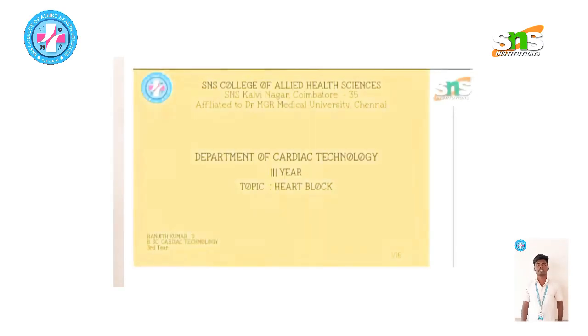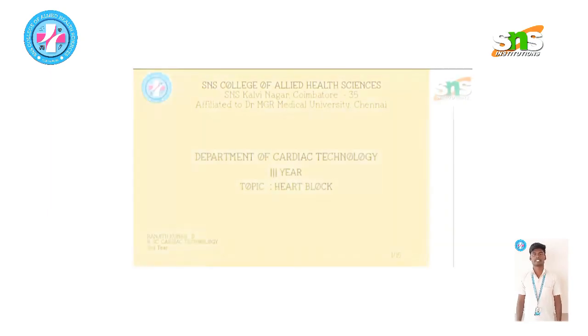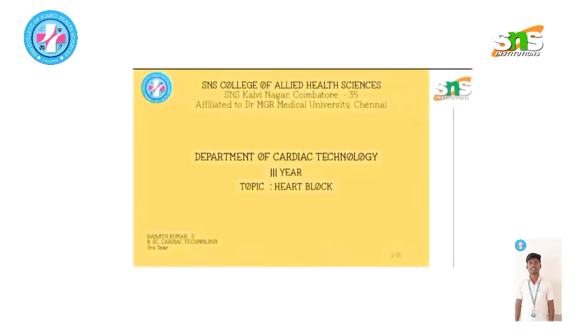I am Ranjit Kumar. Now I am studying BSc Cardiac Technology in SNS College of Allied Health Science, Coimbatore. SNS institution is the first institute to implement design thinking. Design thinking has 5 pillars. They are empathize, ideate, define, prototype, and evolve.